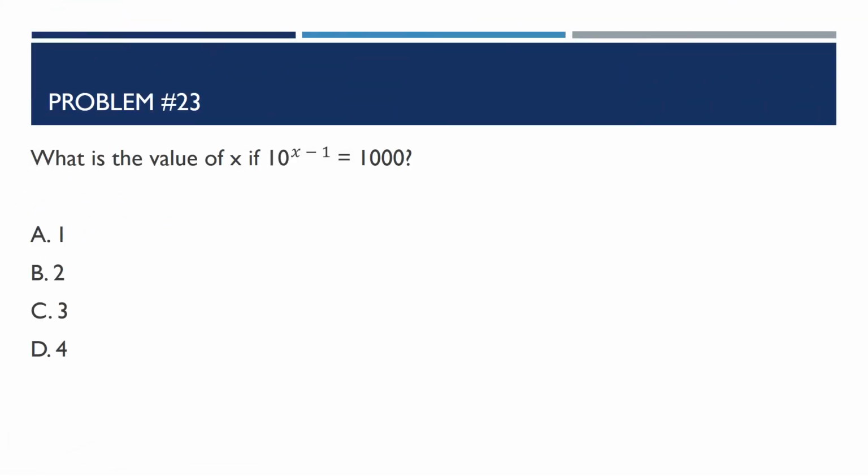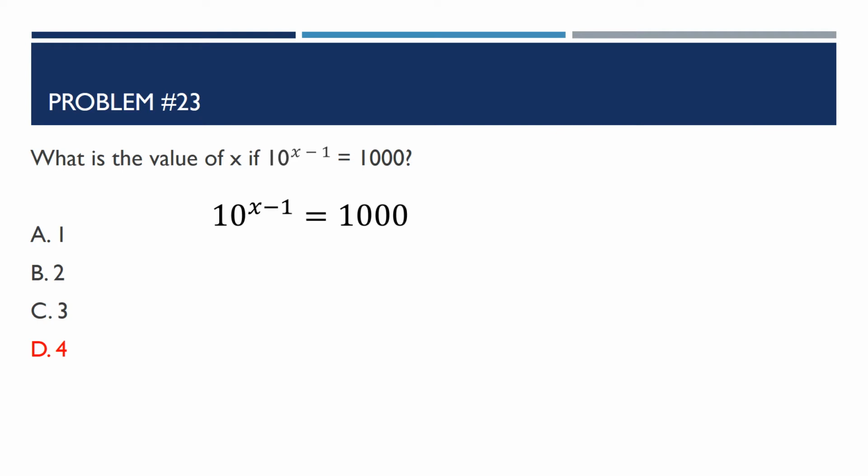Number 23. What is the value of x if 10 to the power of x minus 1 is equal to 1000? So let's answer this. The answer for number 23 is 4. So how do you get 4?